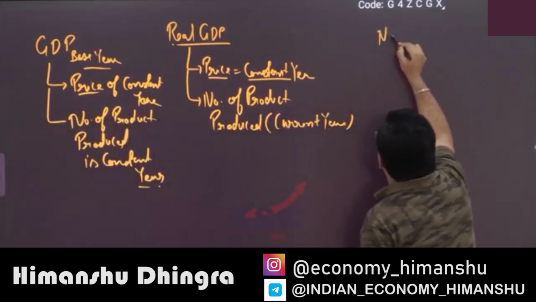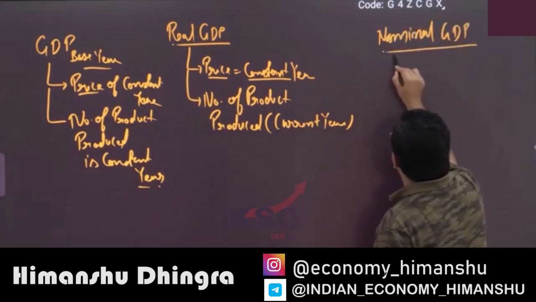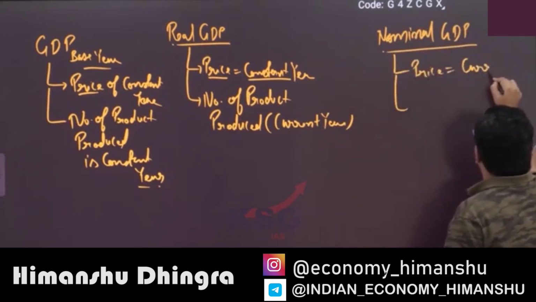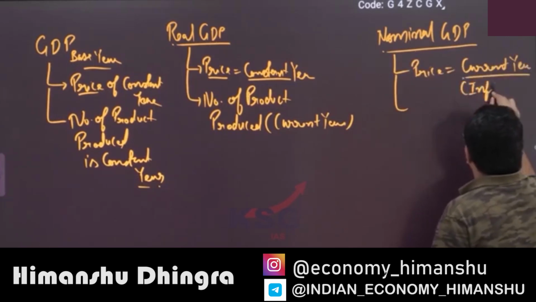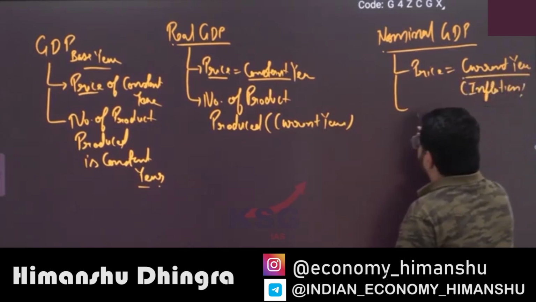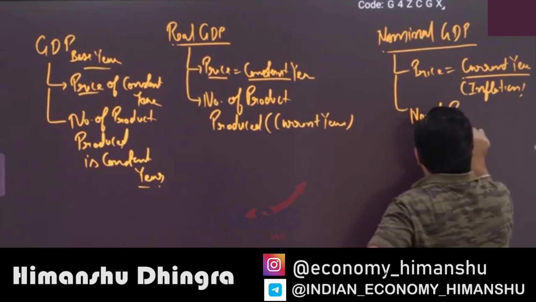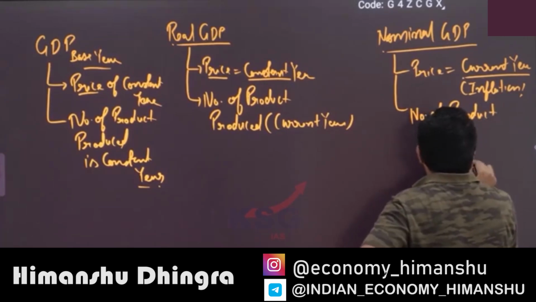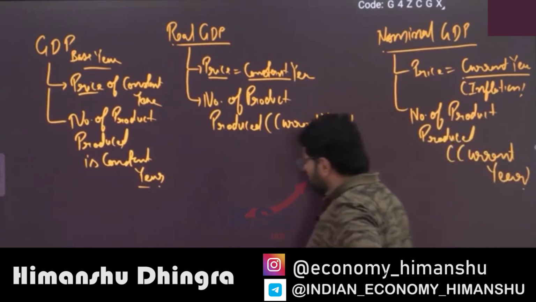When we are talking about nominal GDP, the prices we are taking are of current year, and when we take the prices of current year, no doubt it has increased because of inflation, so that is one of the factors. And when we talk about the number of products, the number of products produced that we are taking is of current year.